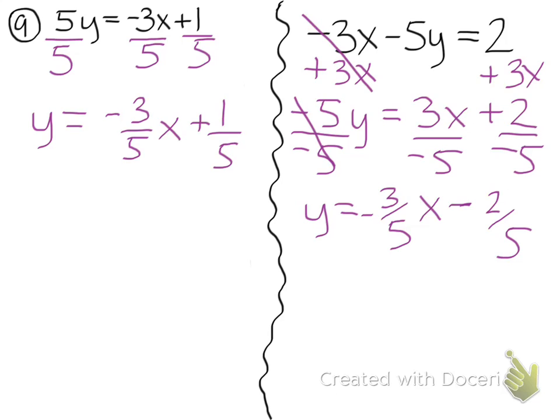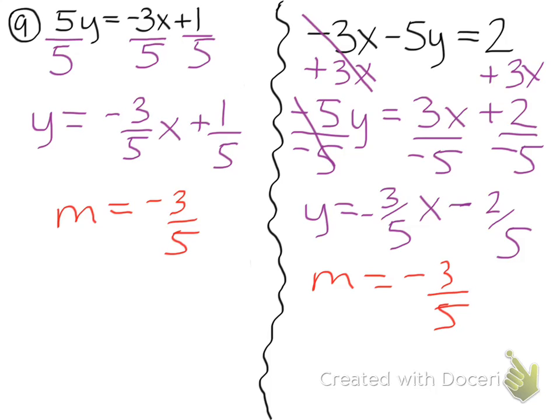2/5. So now we're going to look back at both of our equations, and we're going to write down the slope for both of them. So the slope for the first equation was -3/5, and the slope for the second equation is -3/5.